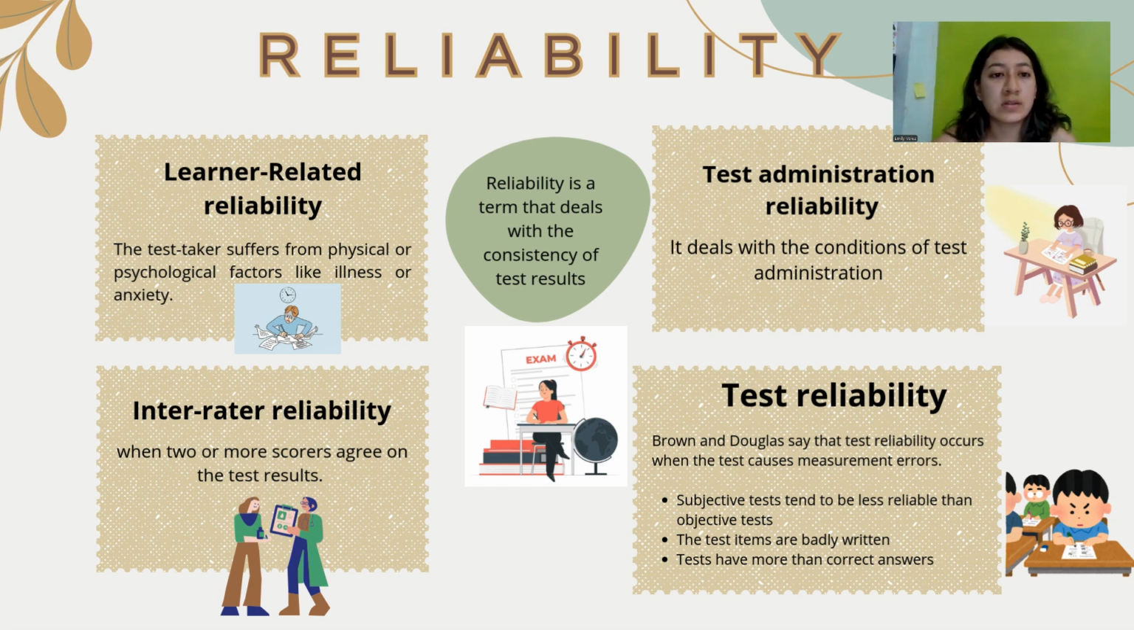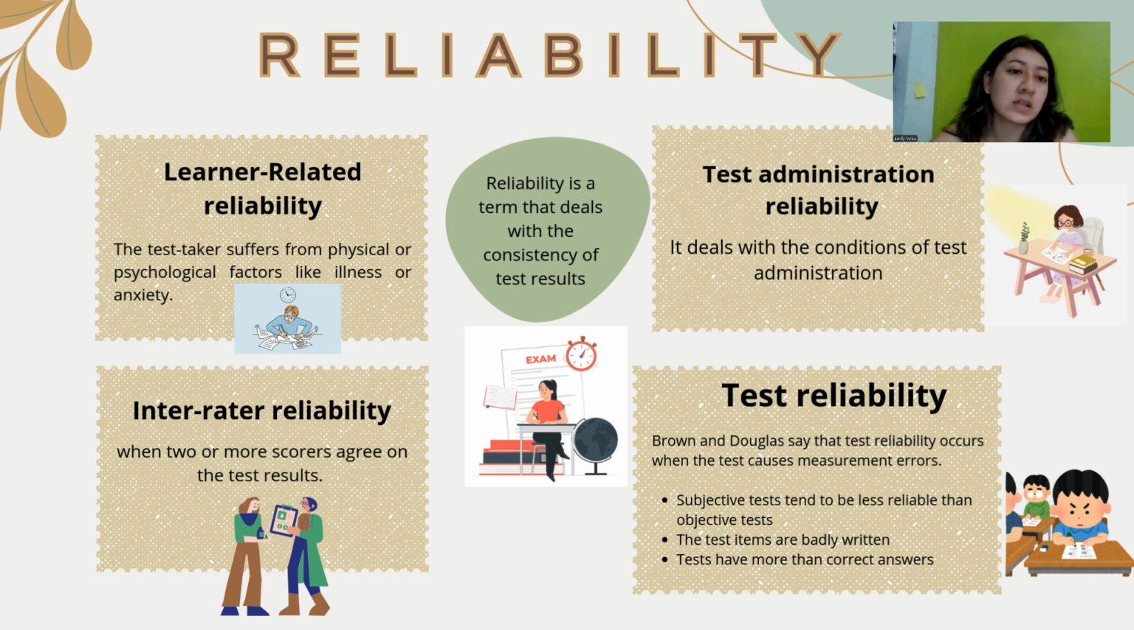The other is inter-rater reliability. It happens when two or more scorers agree on the test result. In other words, the scores provided by the examiners don't change. And the other is test administration reliability. It deals with the conditions of test administration. For example, the quality of the exam photocopy, the light in the classroom, the noise outside the classroom, the temperature inside the classroom, and the quality of desks and chairs.